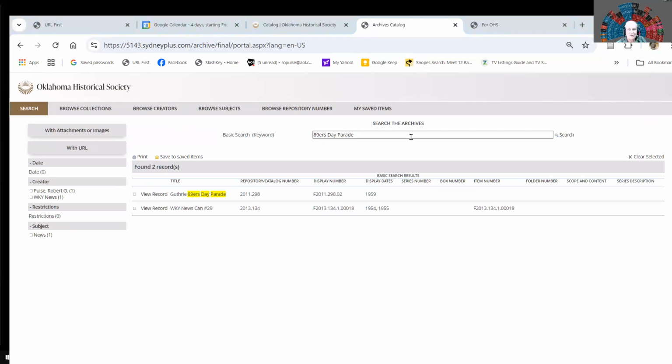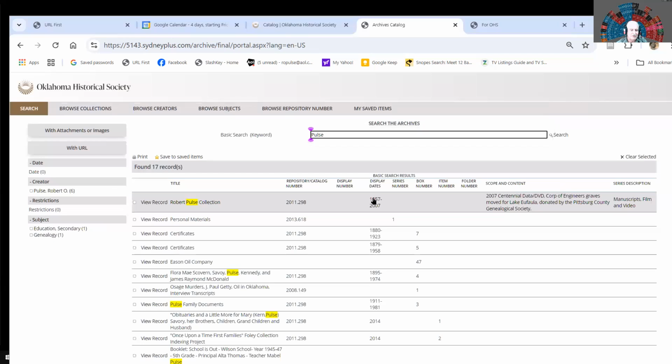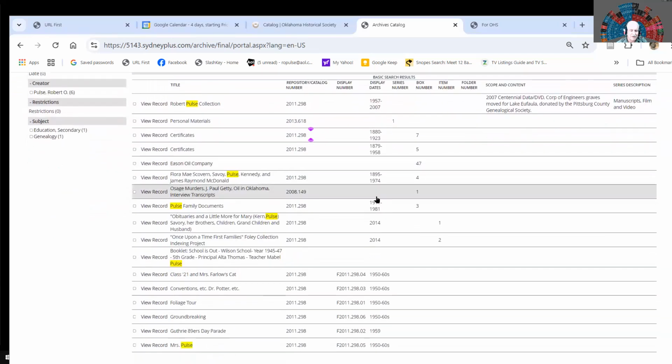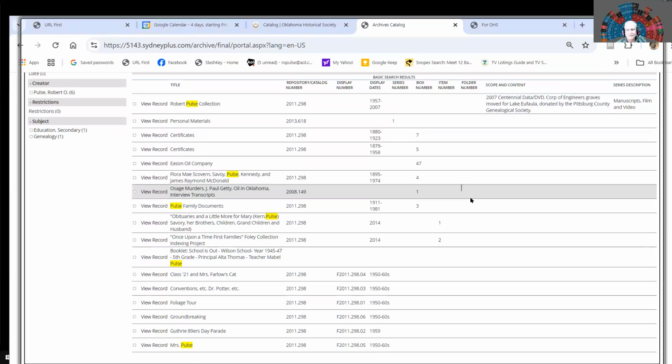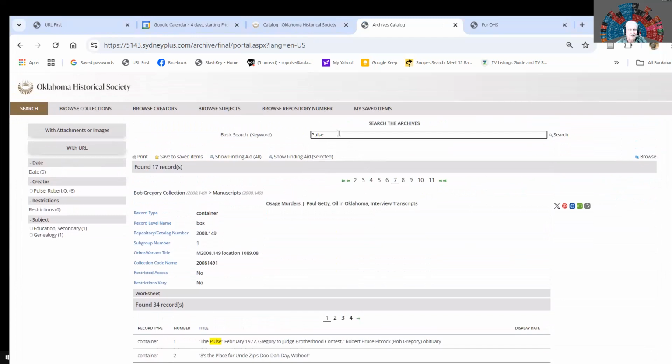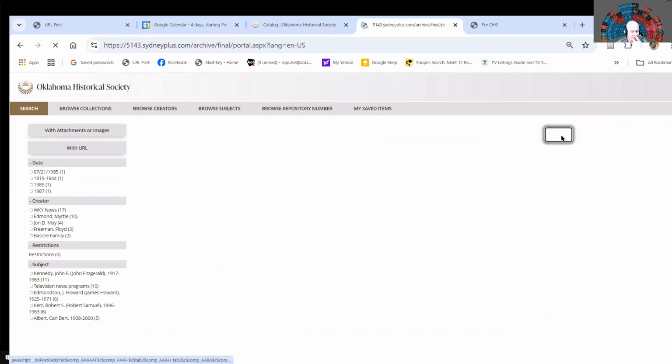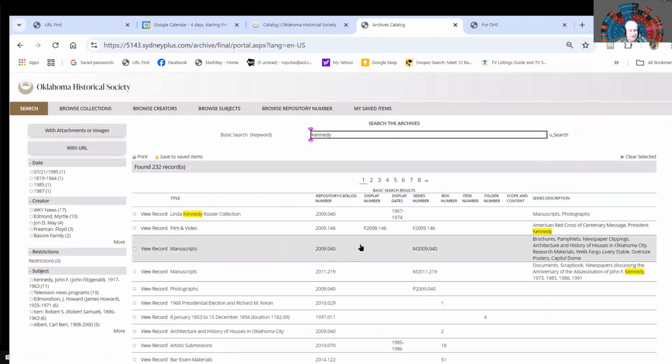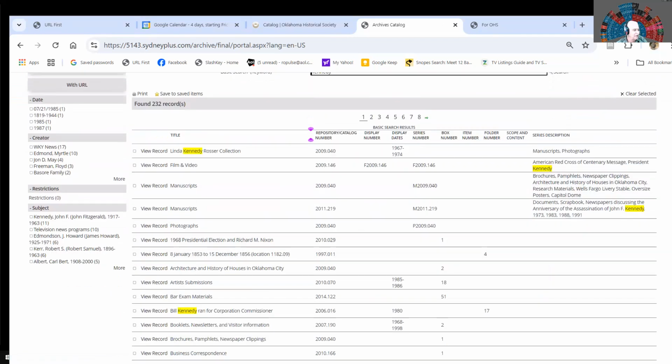If you go by family names, and I'd recommend you use your family names in here, Pulse generates the Pulse collection at the top, but that's about it. That's all we get on Pulse, isn't it? The Kennedy name generates quite a bit because there was a president named Kennedy. And so there's multiple pages of Kennedy. Probably worthwhile going through at some point in time.